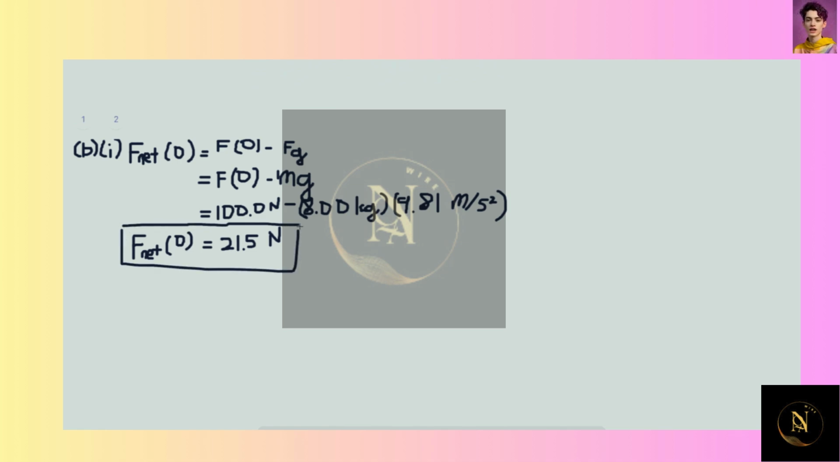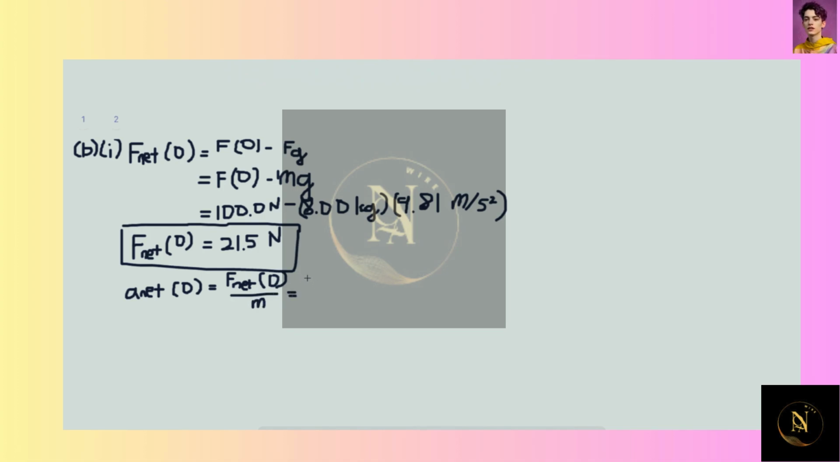Okay, but this problem is not only asking for the net force, but also the net acceleration. So we're going to have to take that one step further and apply Newton's second law one more time. So the net acceleration at time equal to 0 can be found simply by dividing the net force that we just solved for, the net force at time equal to 0, by the mass.